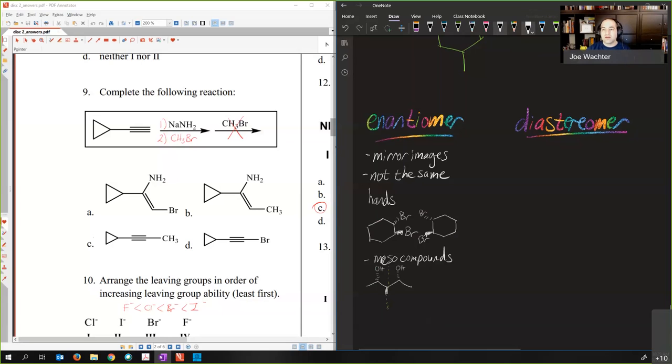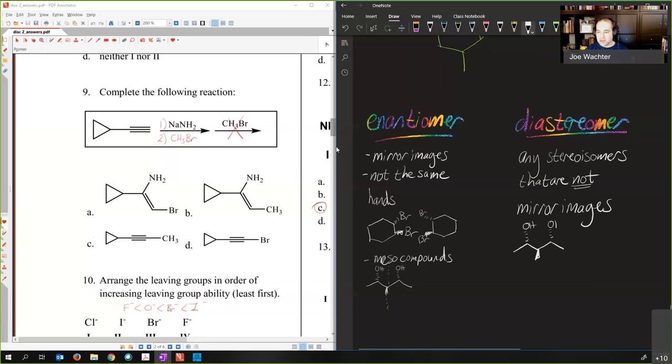And so a diastereomer then is any stereoisomers that are not mirror images. Any stereoisomers that are not mirror images are diastereomers. So that would be things like, if we go back to this example, and remember that these words represent relationships, so you need at least two of these to have this relationship.